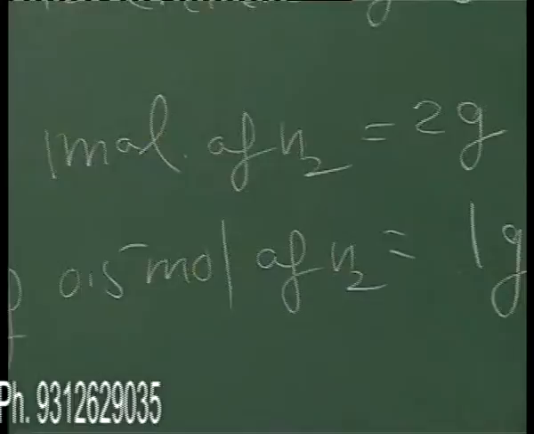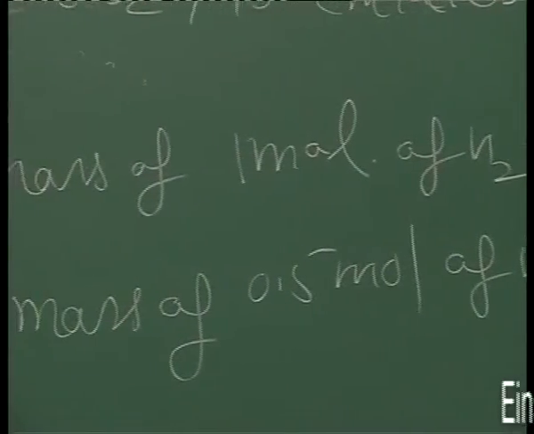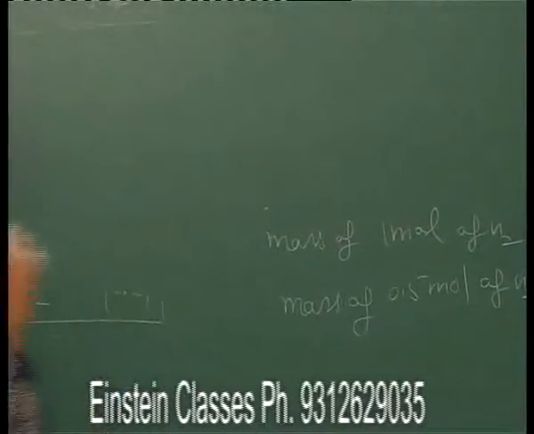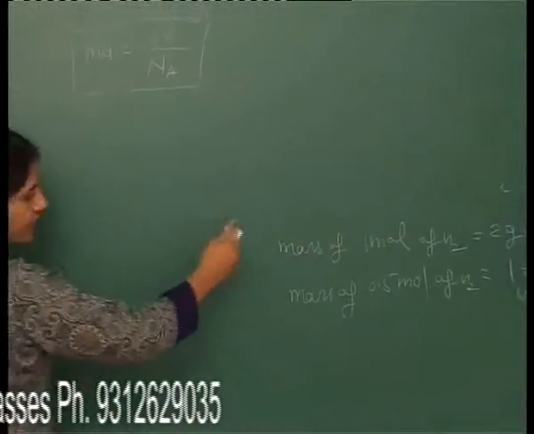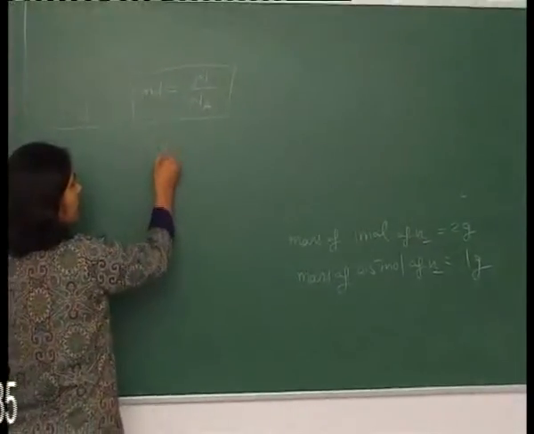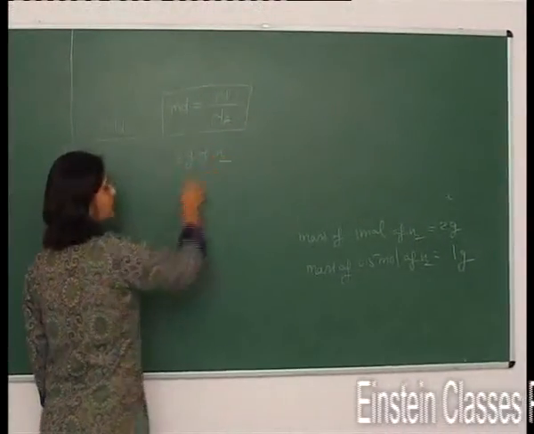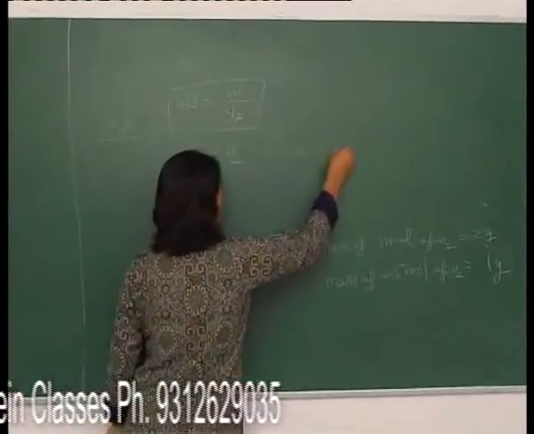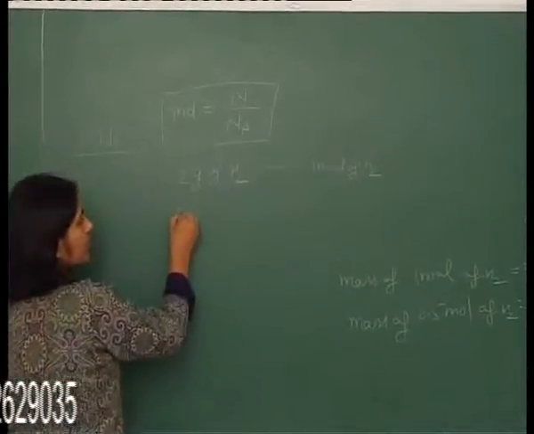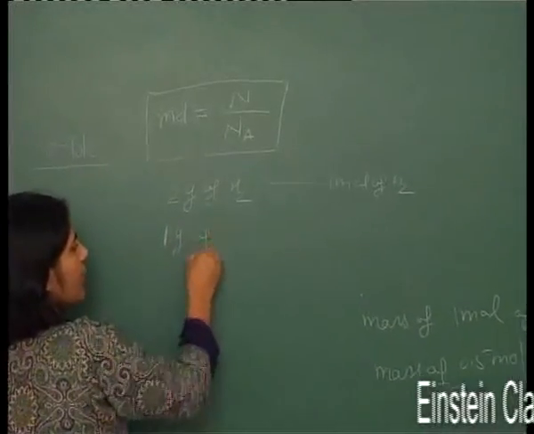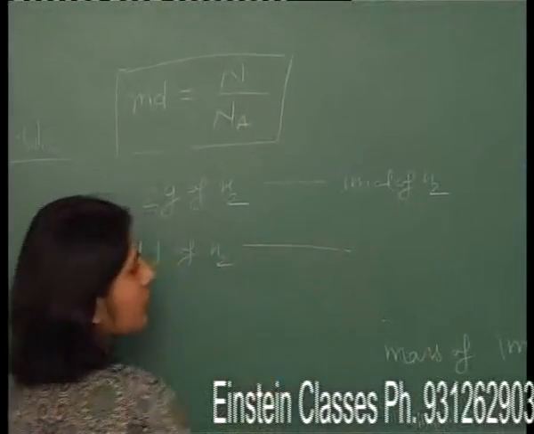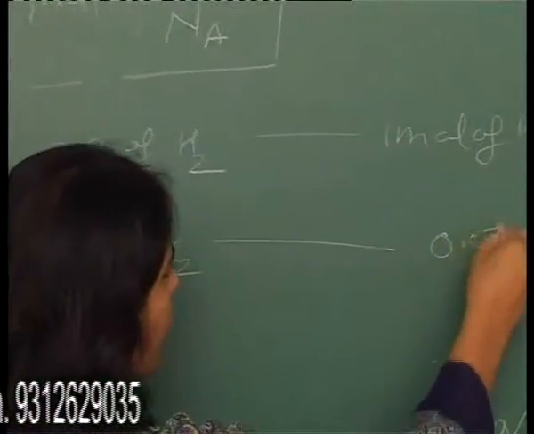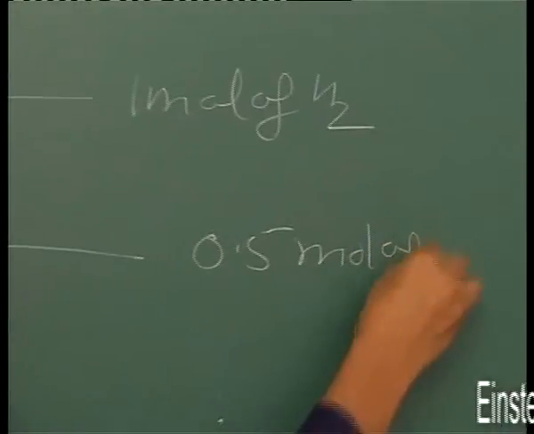Similarly, if we do it in a reverse way, if we take 2 gram of hydrogen, it means it is equivalent to 1 mole of H2. So 1 gram of H2 is equivalent to how many moles? 1 gram of H2 is equivalent to 0.5 mole of H2.